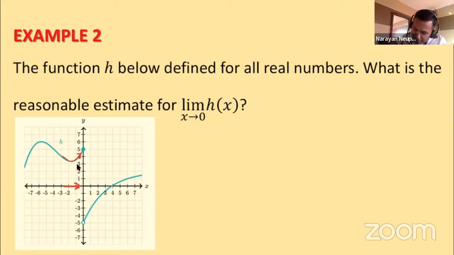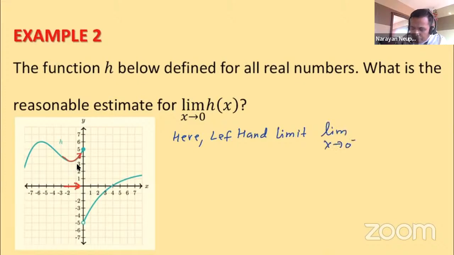So we can say the left-hand limit, which is written as the limit as x approaches 0 with the little minus there. That means we are approaching 0 from values less than 0, that's from the left, of this function h of x is equal to 5. Because when x approaches 0, the function value approaches 5.